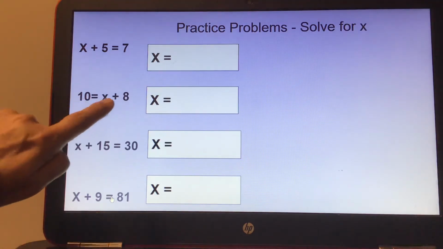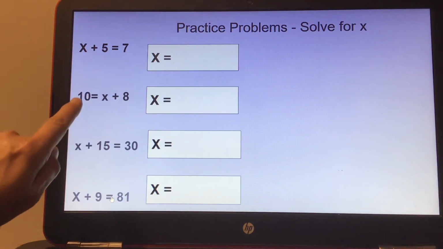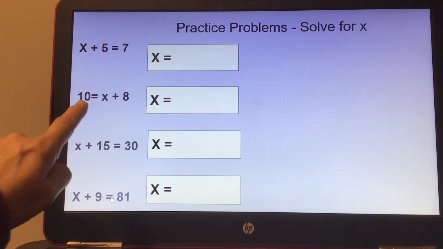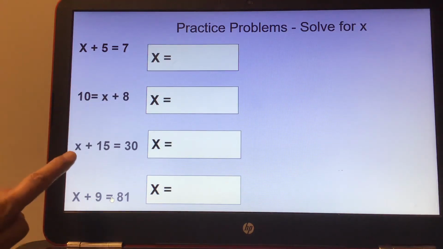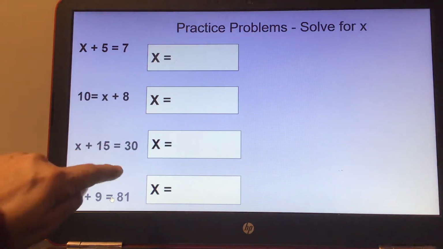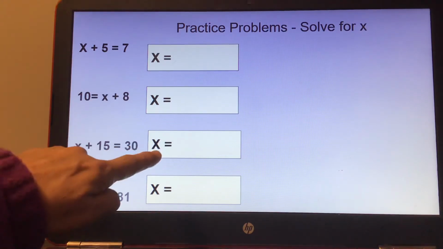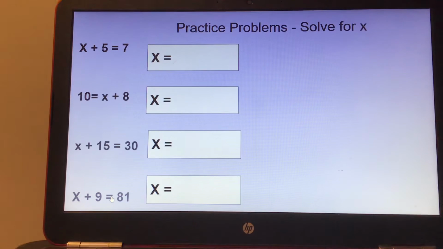You have 10 equals x plus 8. So I'm going to subtract 8 from both sides, and that would leave 2. So x is 2. So let's see if that's right. 10 equals 2 plus 8. Okay. x plus 15 equals 30. I'm going to subtract 15 from both sides, and that would leave me x equals 15. So x is 15. Let's see if that's right. 15 plus 15 equals 30.